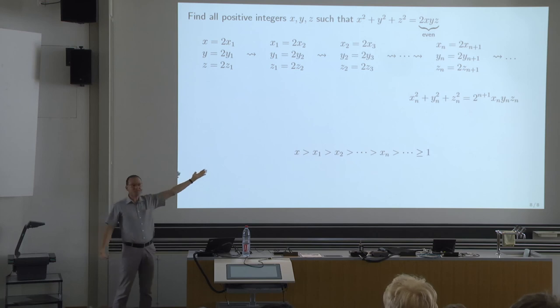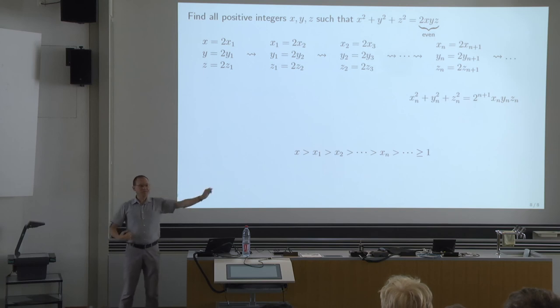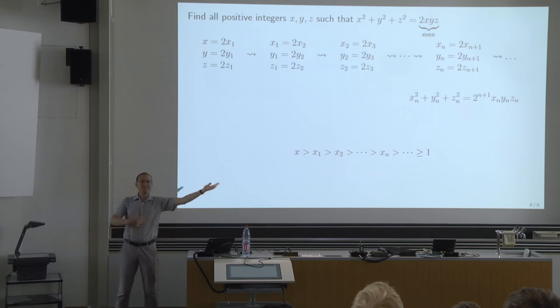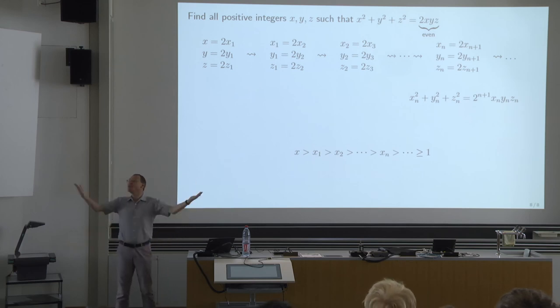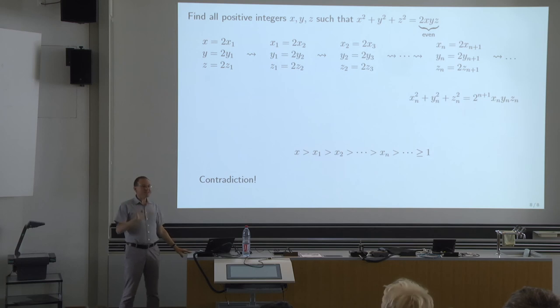But what about such a sequence? Can you have an infinite sequence starting at a positive integer and decreasing? An infinite decreasing sequence of positive integers, starting somewhere, getting smaller, smaller, smaller, infinitely many times, just keep going forever. Is that possible? No. Absolutely. This is not possible. This is a contradiction. This is a way to get the contradiction.